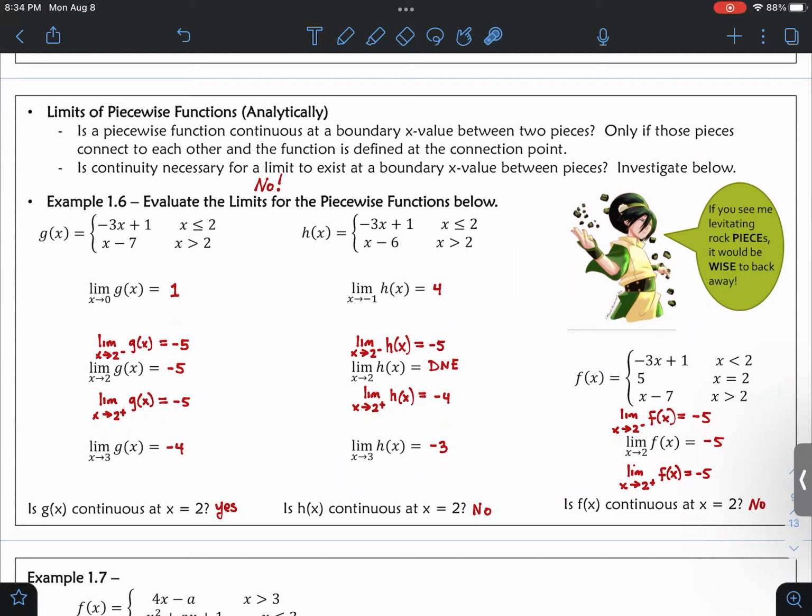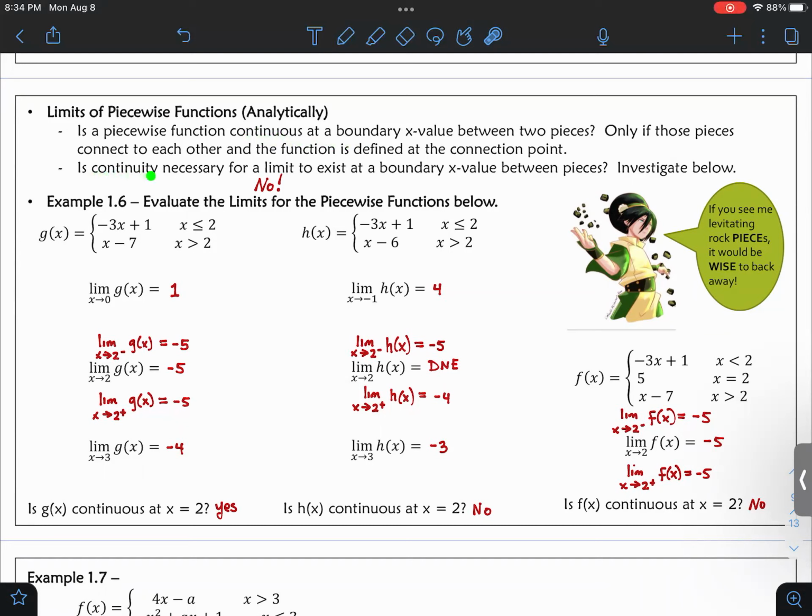Okay, so the problem with piecewise functions is we can't necessarily tell instantly whether or not these pieces connect to each other. And that's important to look at because if the pieces connect, you have continuity, and that makes things generally pretty easy for us. If these pieces don't connect, then you're not going to have a limit existing at that boundary between the two different pieces because you'll be approaching different y values from either side. So that's what we're looking for here.